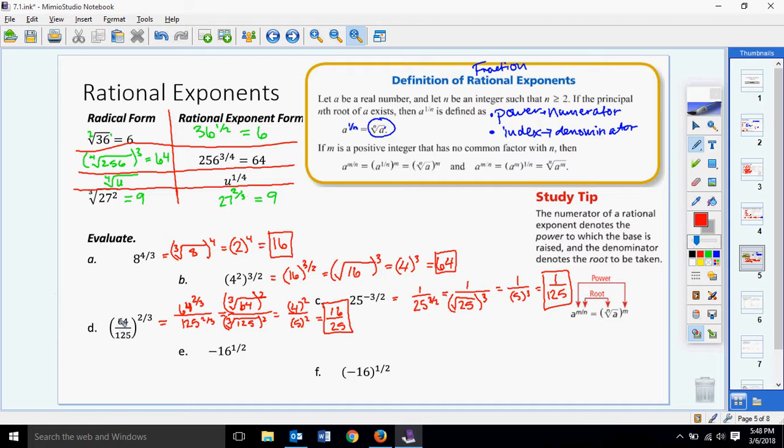I mentioned there are multiple ways of doing this. You could have simplified this 64 over 125 first, and then gave the 2/3 to both of those items. All right, problem E.